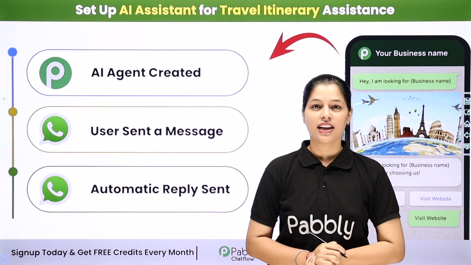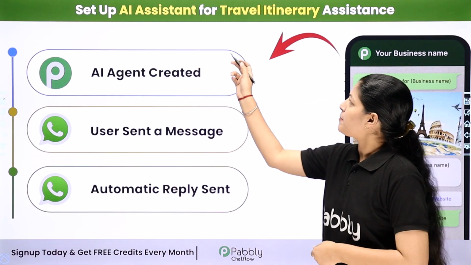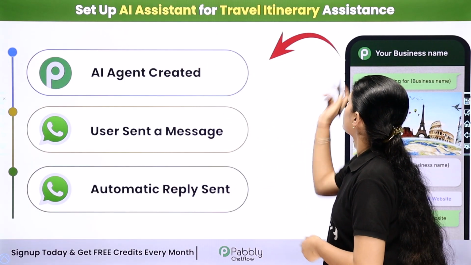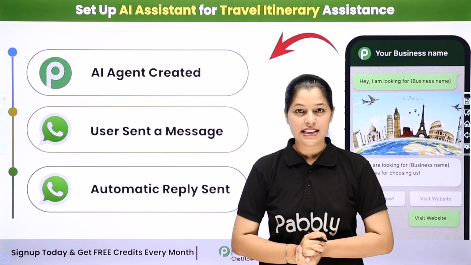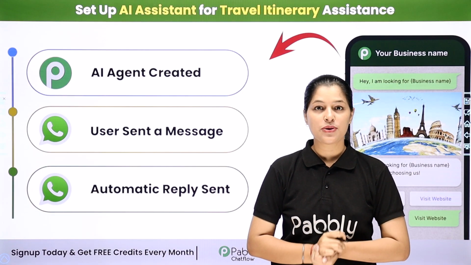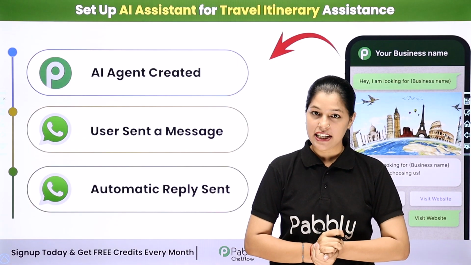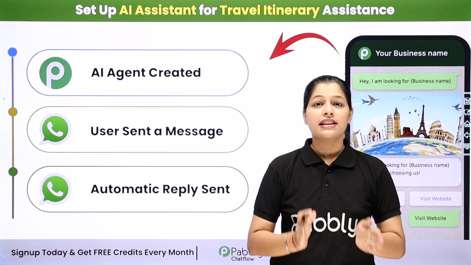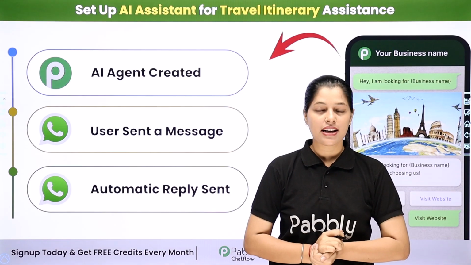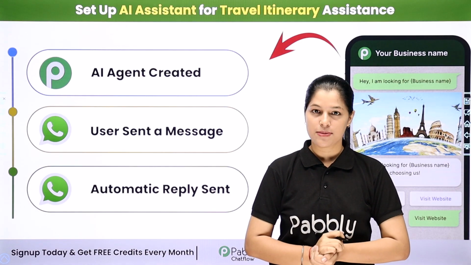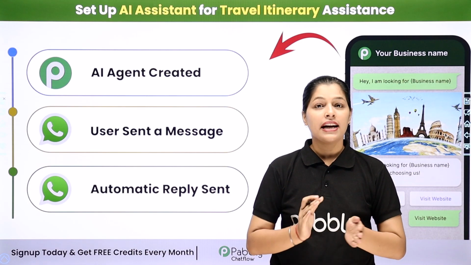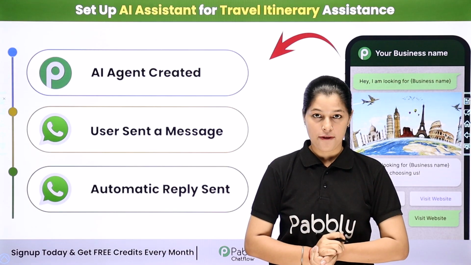So in this video we are going to learn how to set up an AI assistant for travel itinerary assistance. I run a travel agency and want to use an AI assistant to assist customers in planning their itinerary, describing their destinations and accommodations. This AI assistant is going to respond to my customer queries on the basis of the knowledge base I have provided to it, and that knowledge base contains details of my business.